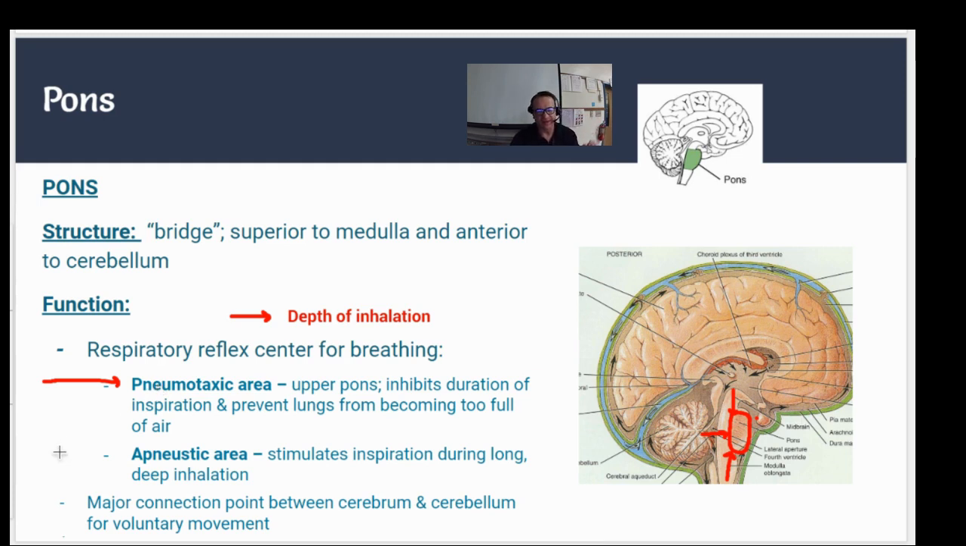The lungs are full. And then the opposite of that is the apneustic area, and that's when you breathe out and your lungs are totally empty of air. There's no more air in there. And that's what signals to fill the lungs back up.